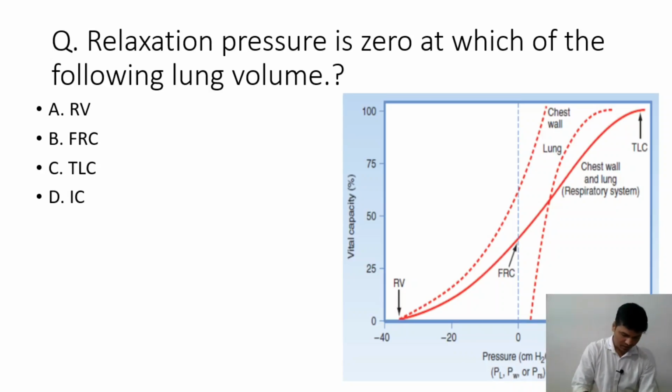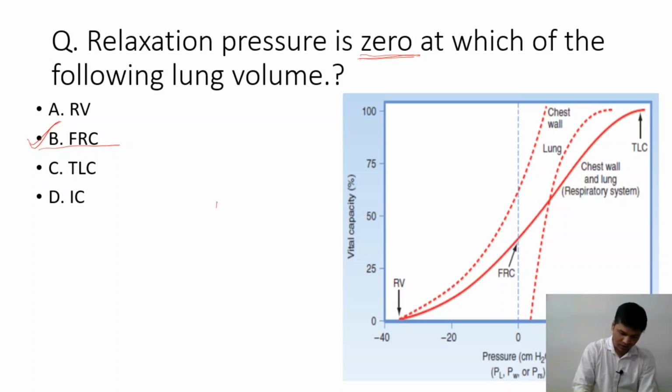Here, first question. Relaxation pressure is zero at which of the following lung volumes? So the question is, when is it zero? Relaxation pressure is zero. The answer is very simple. That is called functional residual capacity.